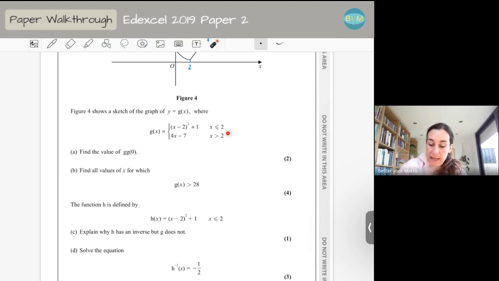With these functions that are split depending on the value of x, you have to be careful of which one you choose.